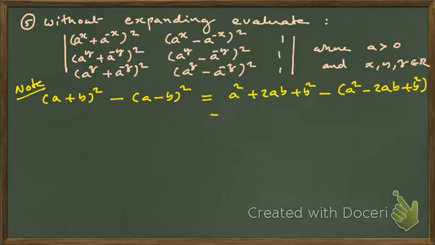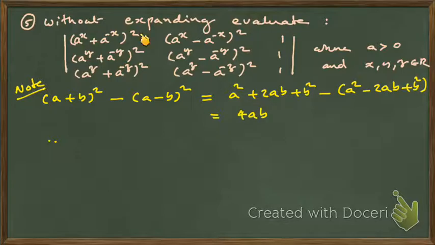Minus a square and plus a square will cancel. Minus b square and plus b square will cancel. Now here this minus into minus is plus 2ab. So 2ab plus 2ab, that's all what is left, which gives me 4ab.